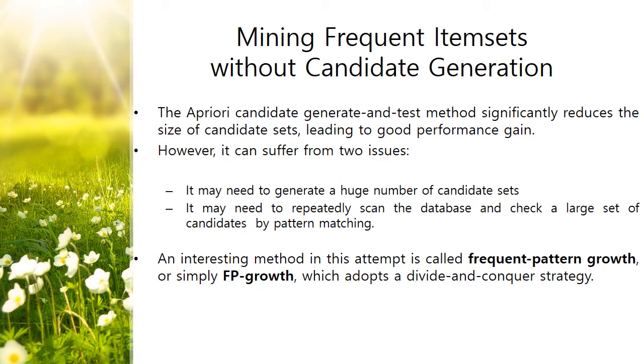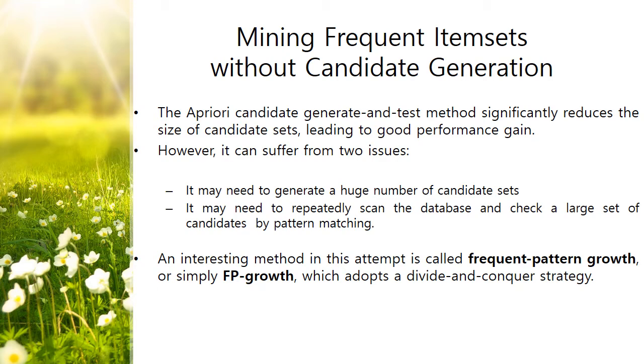First one is mining frequent item sets without candidate generation. The Apriori candidate generate and test method significantly reduces the size of candidate sets, leading to good performance gain. We have seen how to improve the efficiency of the Apriori algorithm. The candidate generate and test method can be used to reduce the size of candidate sets. The size of candidate sets is one of the disadvantages of Apriori, but we can reduce that size, and then it will perform well.